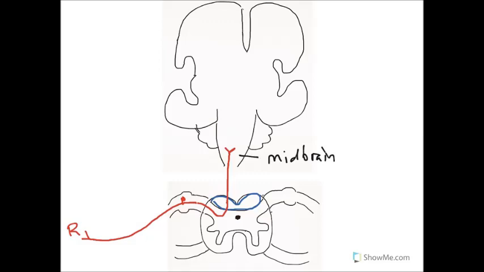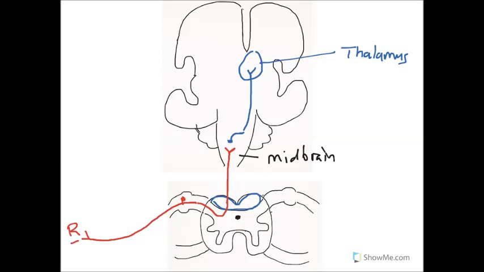So the second order neuron is residing here. And this second order neuron is going to cross over, and it's going to an area of the brain called the thalamus. It's going to the thalamus on the opposite side from where the sensory receptor detected the information. So it crosses over at the midbrain.